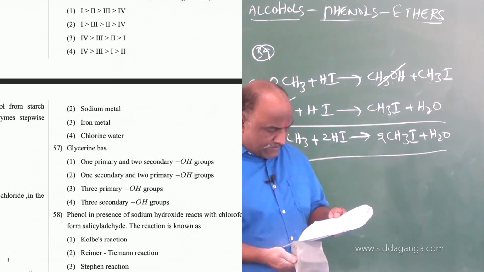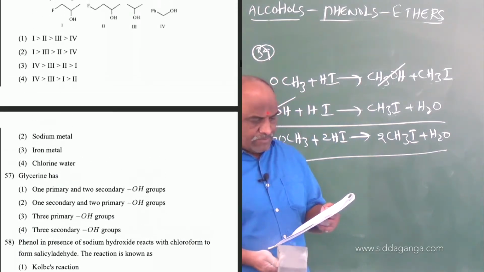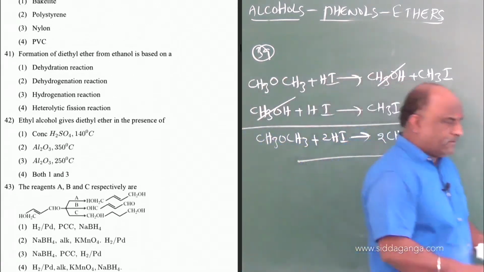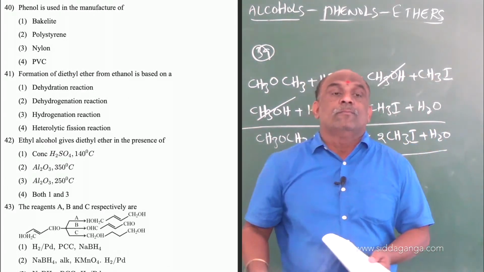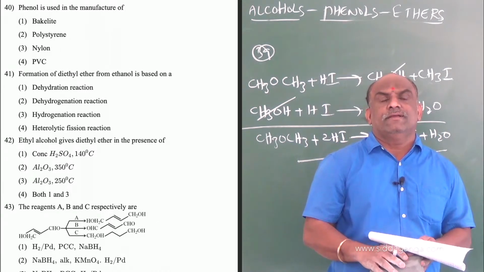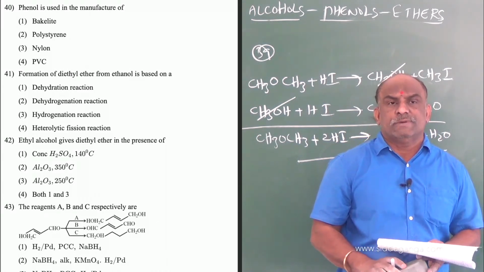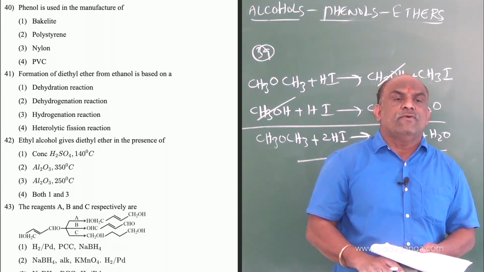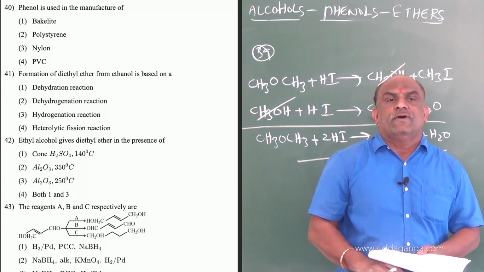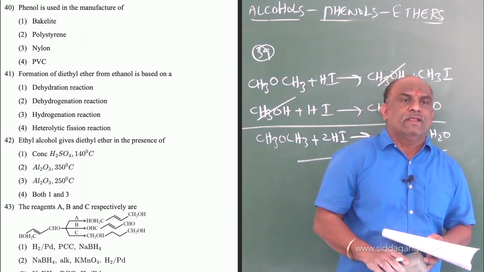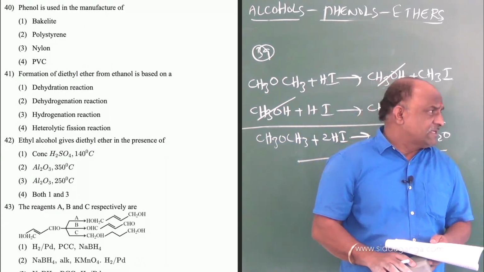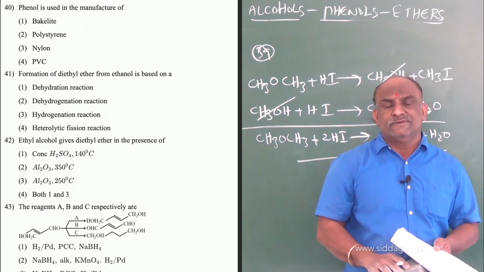After 39, next is question number 40. It is a conceptual question: phenol is used in the manufacture of bakelite. It is a very important question from the competitive point of view, an expected question. Phenol and formaldehyde can be used for the preparation of bakelite. Bakelite is used in the manufacturing of combs and electrical switches.